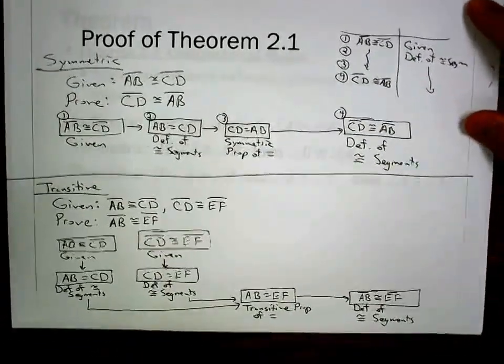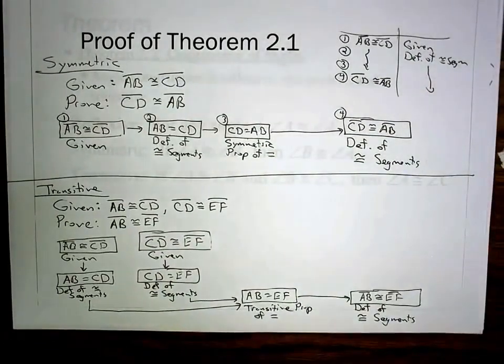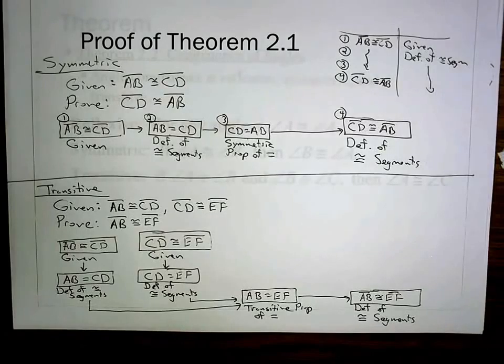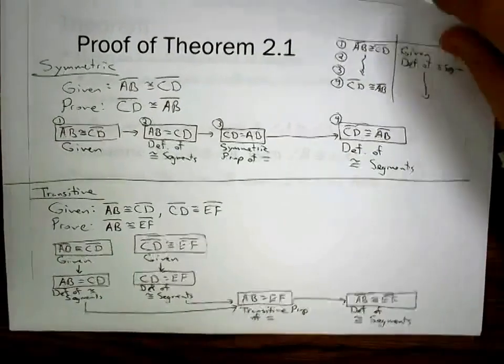Oh, ran out of the screen there. So, we work through kind of this similar trend with symmetric and transitive. Go to equality, do the property, come back to congruence, and you have your answer. Now, if anything, the goal on this proof was to see that that definition of congruent segments is a very important one, and we're going to see that further on as well.